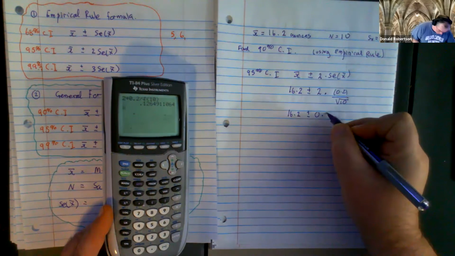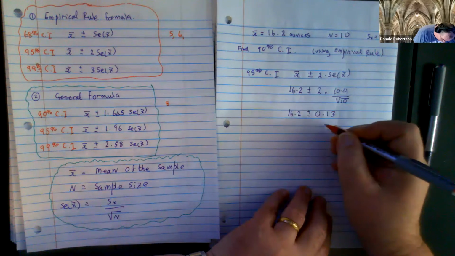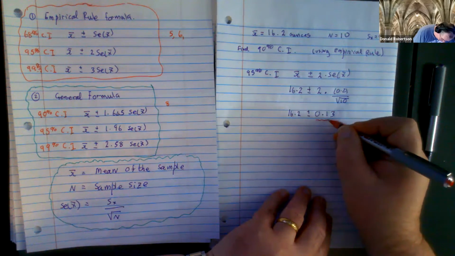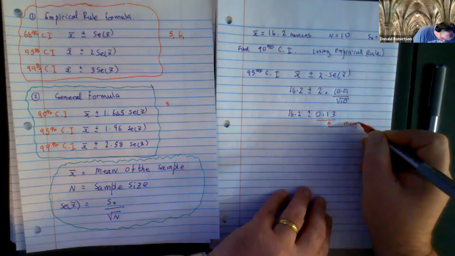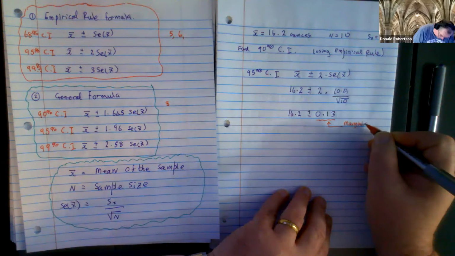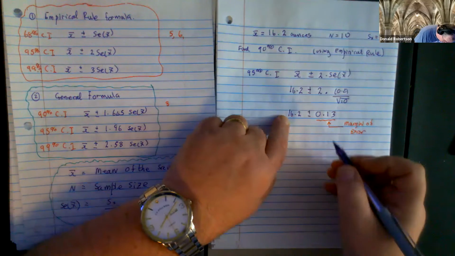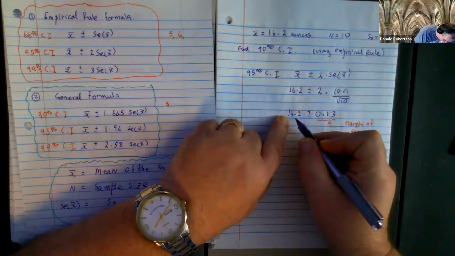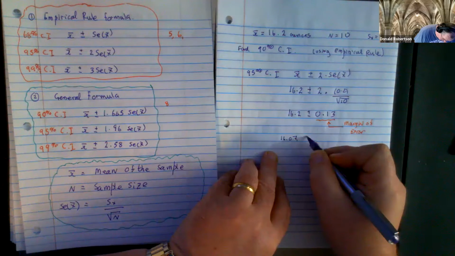0.13 to 2 decimal places. And we call this number here, I'm not going to ask you now because I'm sure you've heard me say it tons of times, the margin of error. So let's see what our interval looks like. You take this away from that, you get 16.07. You add it to this, you get 16.33.